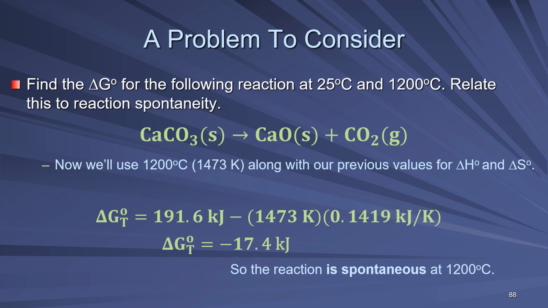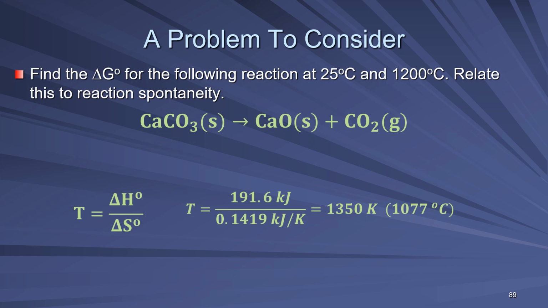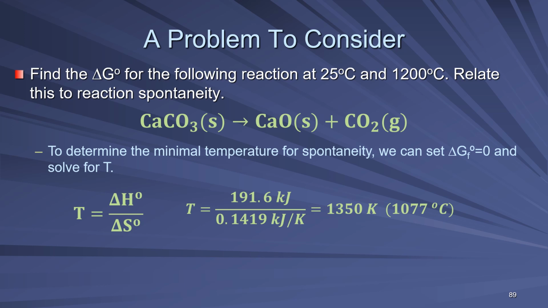So how do you know what that means? What is relatively high? Well, let's see at what temperature this will change over from spontaneous to non-spontaneous. Where's the spot where delta G goes from positive to negative? That would be 0. What you can do is rearrange the equation. So we can set delta G at 0.